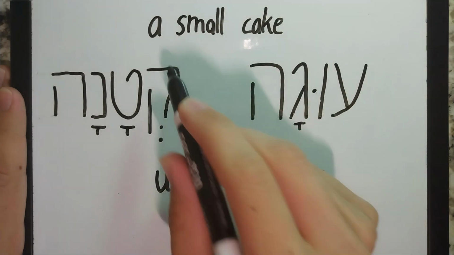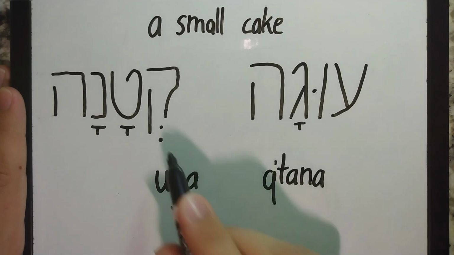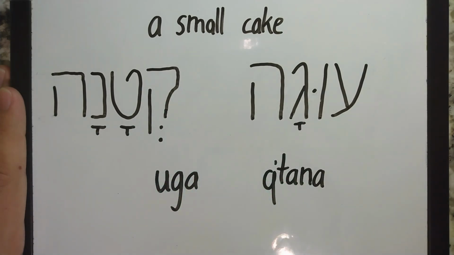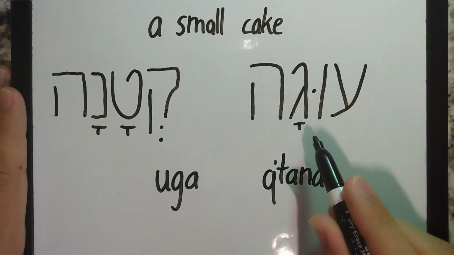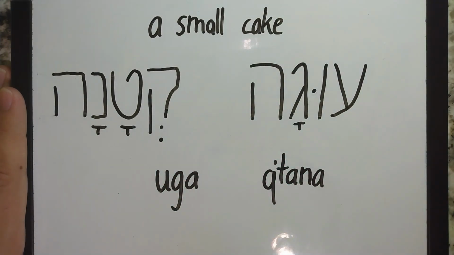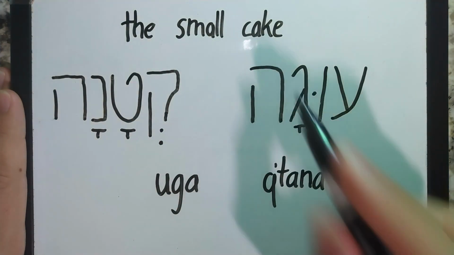In Hebrew we don't have a word for a, and also in Hebrew the noun, uga, cake, comes first, and then the adjective that is describing it, katana, small. So a small cake in Hebrew is uga katana, with the noun first and then the adjective. Let's begin today by learning how to say the small cake in Hebrew.